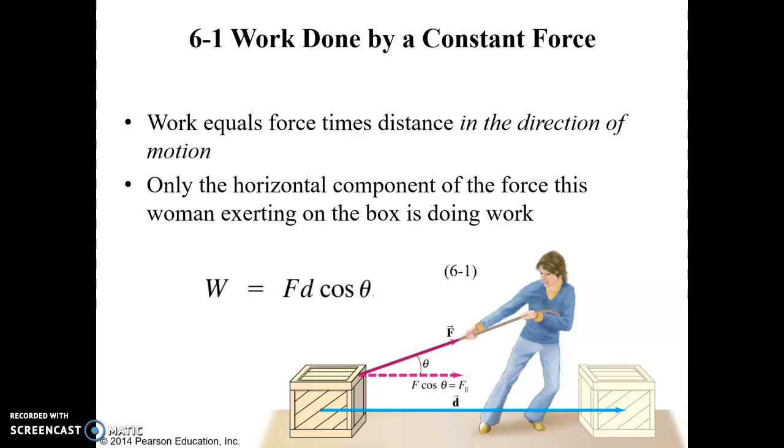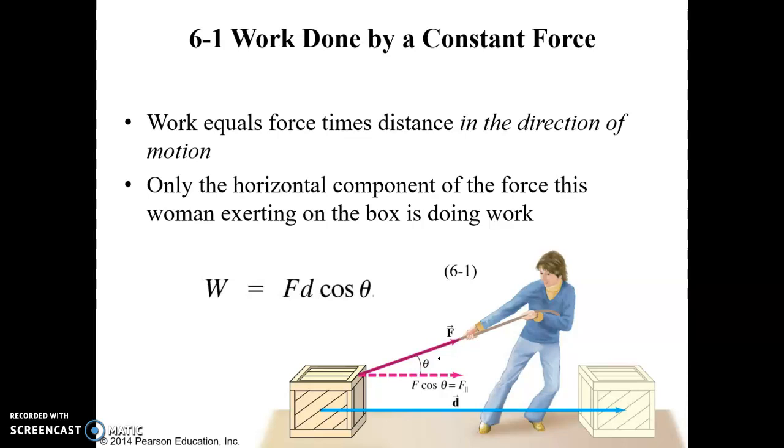In the example here, we have this lady pulling on a rope attached to this box, and it's going to slide across the floor. When she moves that box across the floor, she is doing work. Now, the little wrinkle here is that she is not pulling in the same direction as the box is moving. And work is done in the direction of the motion.